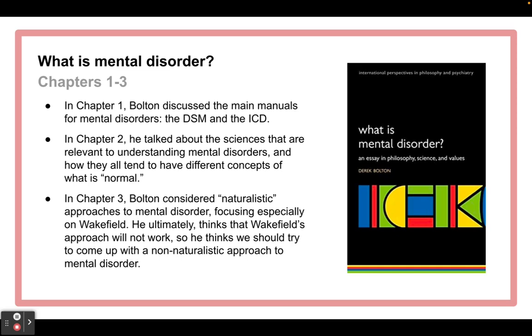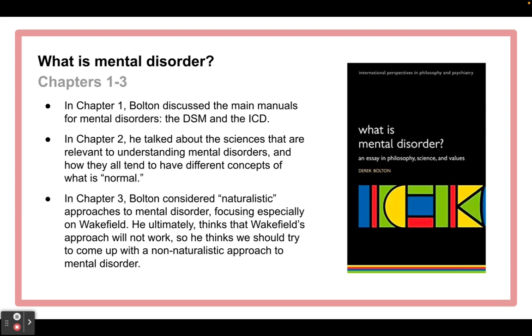In chapter 2, he turns to talking about the sciences that are relevant to understanding mental disorder. And one thing he focuses on there is the concept of norms or normal, and how these different sciences sometimes have different concepts of what is normal.